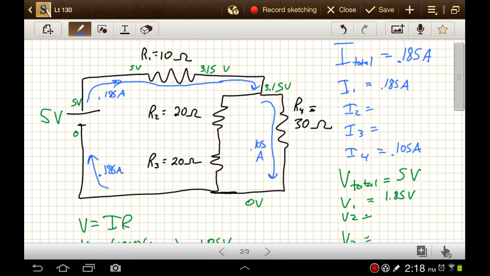But wait a minute. A minute ago we said we had a current of 0.185. How come now it's 0.105? Well, we had this split here. Some of it goes down this path and some goes down this path. So if 0.105 goes down this path, that must mean we have 0.08 left over to go down through this path. 0.08 amps. So that's through 2 and through 3, so we can fill that in. 0.08 amps.